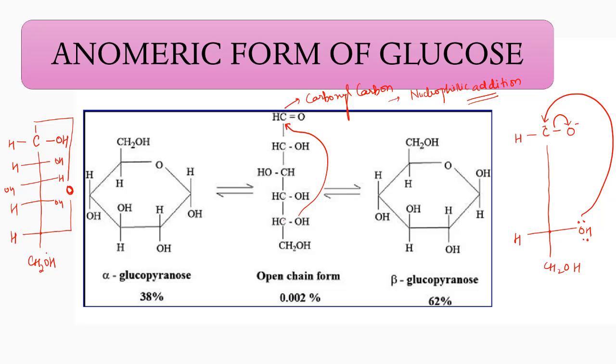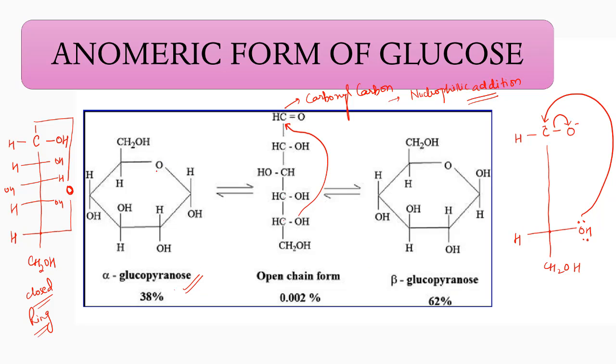This is a ring, this is the closed or a ring form. Okay. Now, when this ring form is represented in the form of pyranose ring, then it is known as what? Glucopyranose. Now, these ring forms are of two types, alpha form and the beta form. Okay. This is the alpha form and this is the beta form.